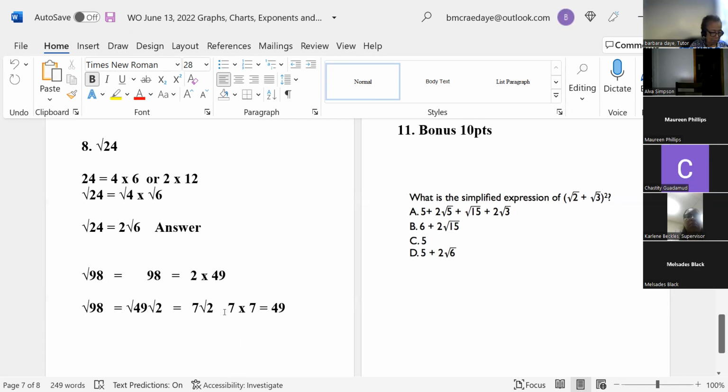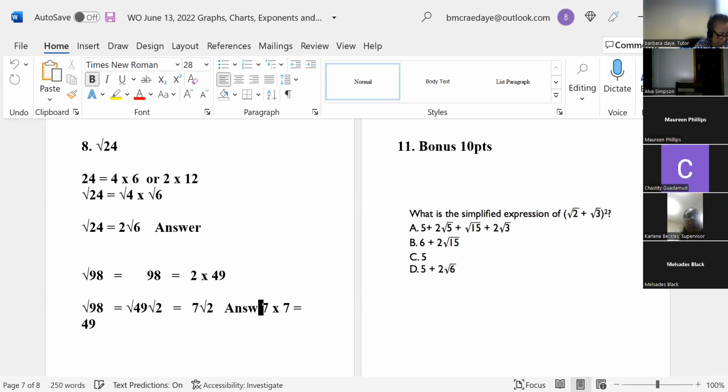So the answer is 2 times 49, miss? No, the answer is 7 times square root of 2. Here's your answer right here: 7 times square root of 2.